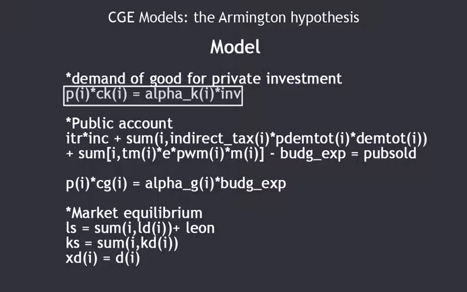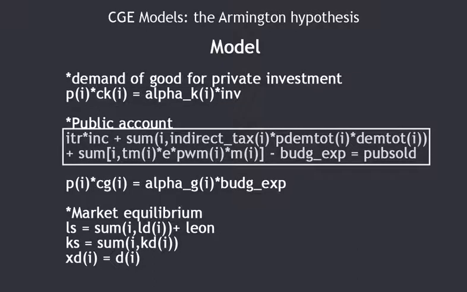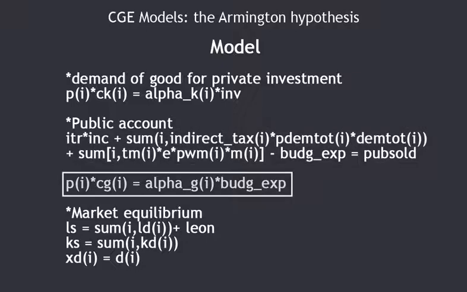Then you have a block which is the demand of good I for private investment, so it did not change as compared to the previous model. Then you have the public account. Let's note that on the revenue side, you've got direct taxation plus indirect taxations plus custom duties. And on the expenses side, you have only one variable, which is the total public expenses in value. And then you have the distributions of these expenses between all sectors to determine the level of public demand in each sector in volume, CG in sector I.